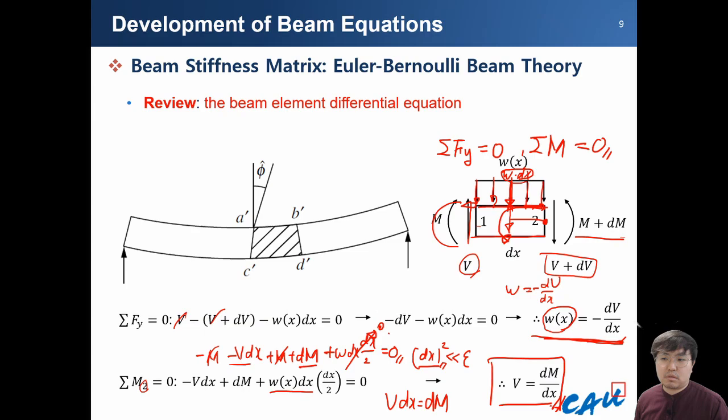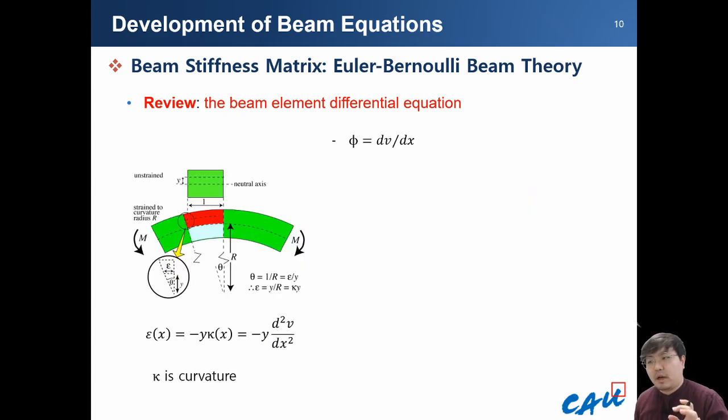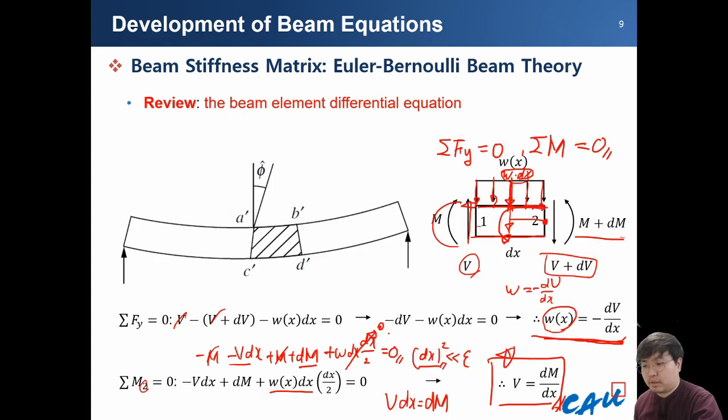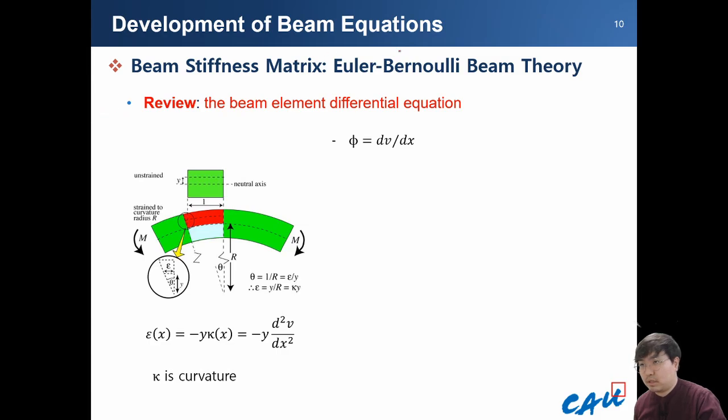This is the basics of beam theory: the transverse load is equal to the moment change. I think you can derive this in solid mechanics courses. So with those assumptions, in the next slide we need those relationships: V dx equal to dM, and in the previous slide, the distributed force is equal to dV over dx with a minus sign.